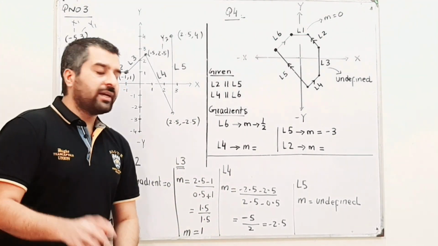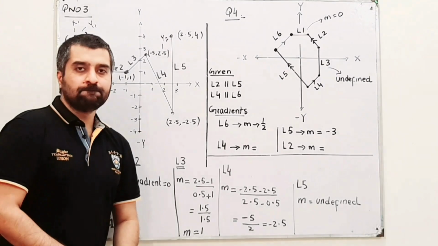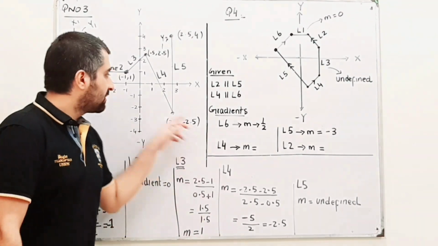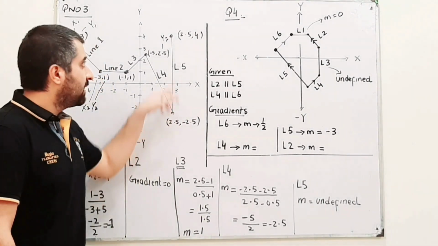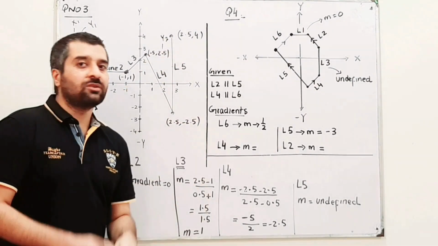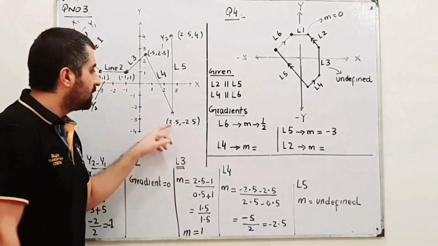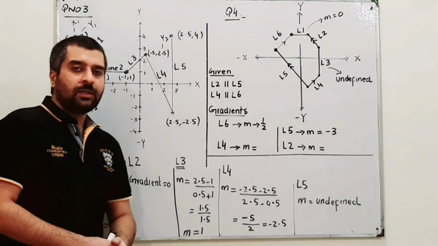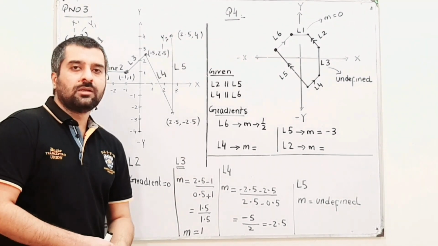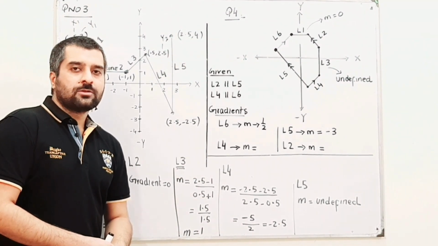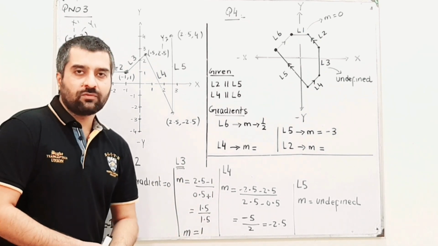While line number 5 is a vertical line, the value of x at the starting point of this line and the end point of this line is the same. You can see 2.5, 2.5. No change in x. And for a vertical line, the gradient is undefined.